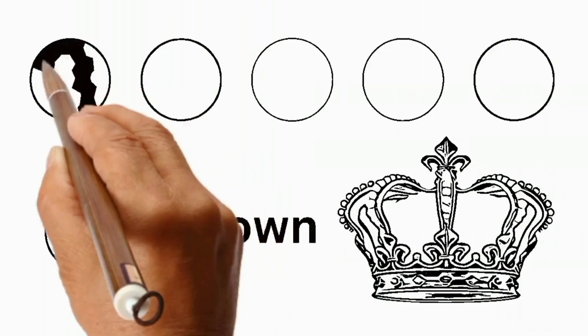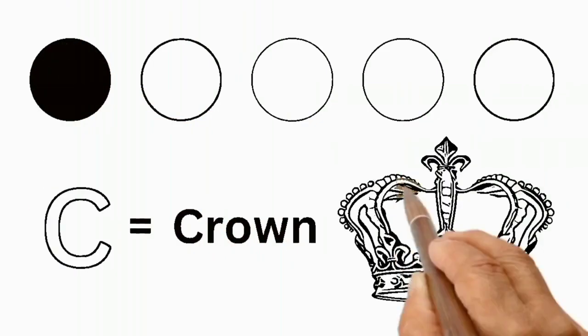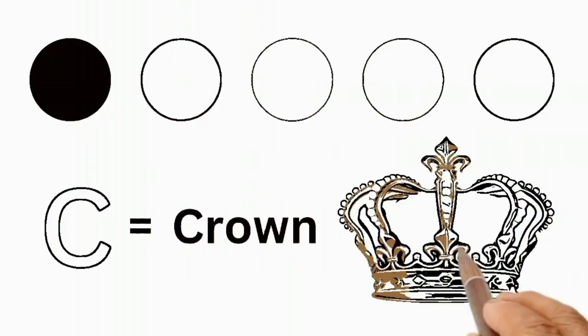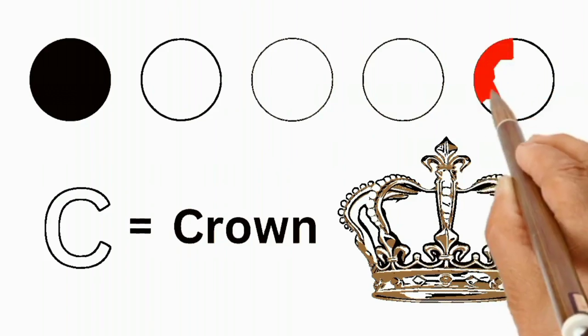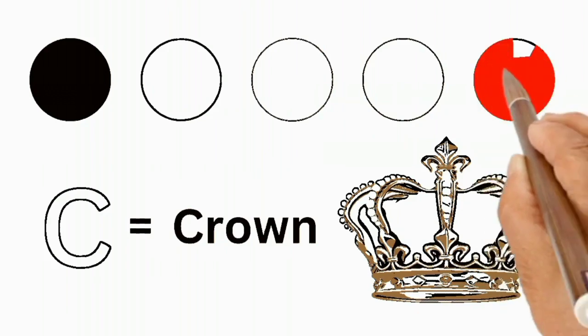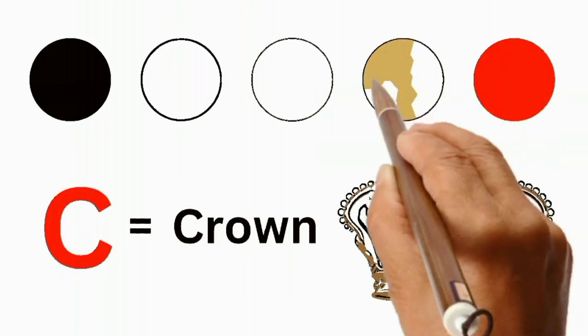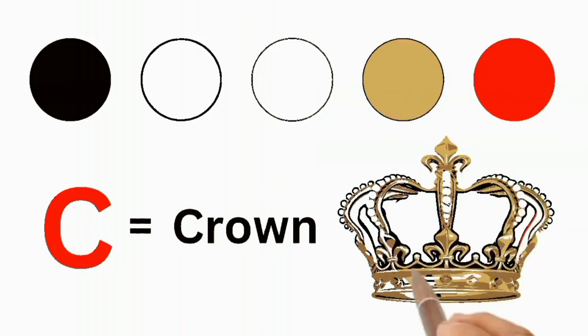C. C for crown. Crown. C, R, O, W, N. Crown. C for crown.